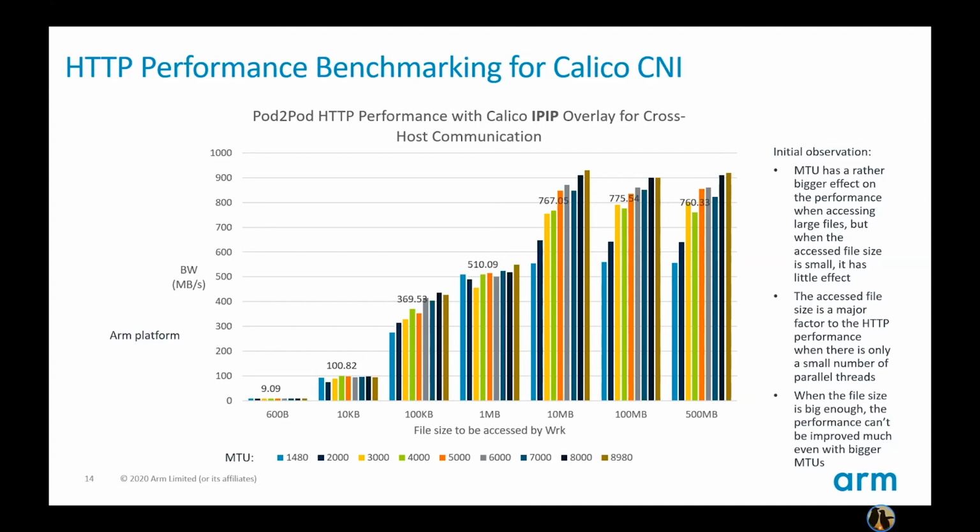And here you know what we are talking about, and you could give some of our initial observations here. Actually, MTU has a rather big effect on the performance when accessing large files, but when the accessed file size is small, it has little effect. The accessed file size is a major factor to the HTTP performance when there is only a small number of parallel threads. When the file size is big enough, the performance can't be improved much, even with big MTUs.